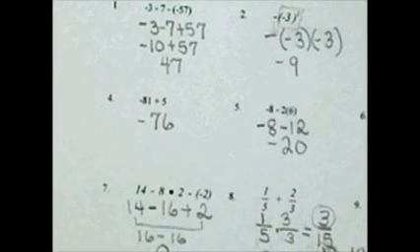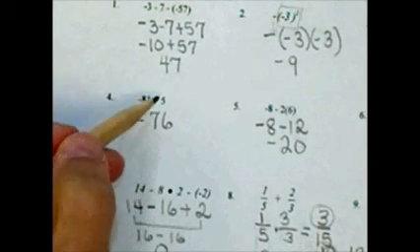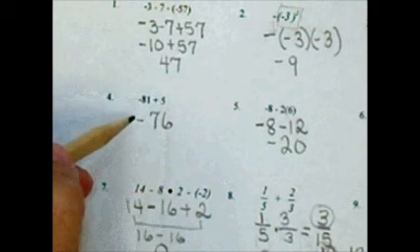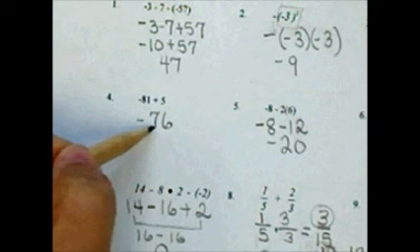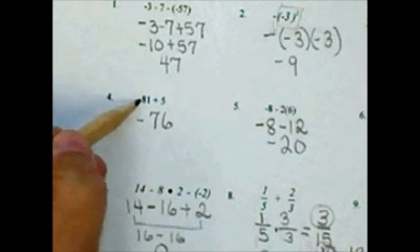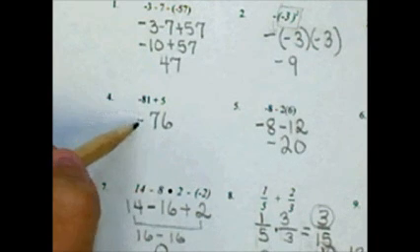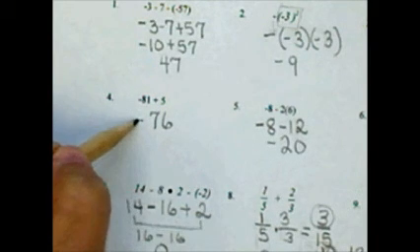Alright, in the next problem I have -81 and +5. Signs are different, so I subtract and get 76. Sign of the big number is negative, so my answer is negative.